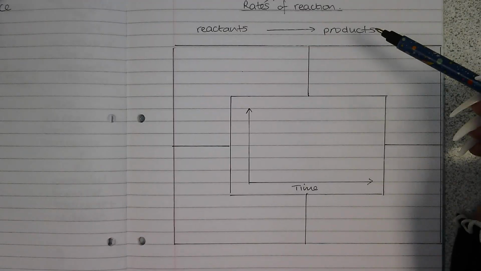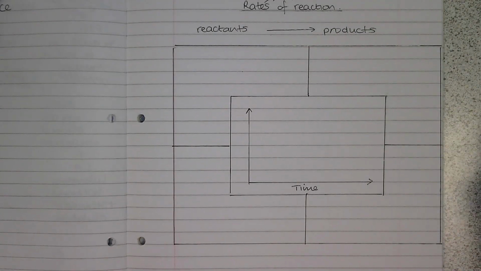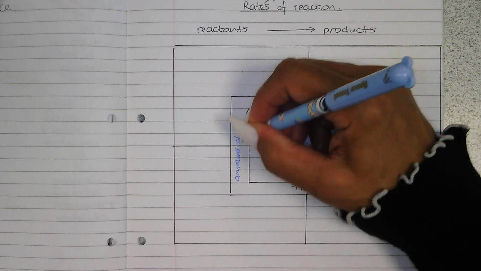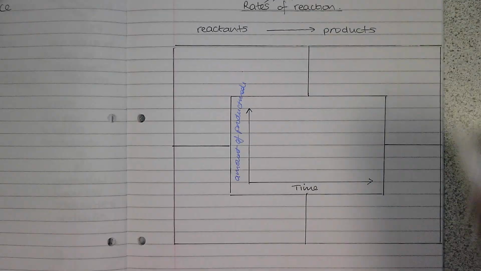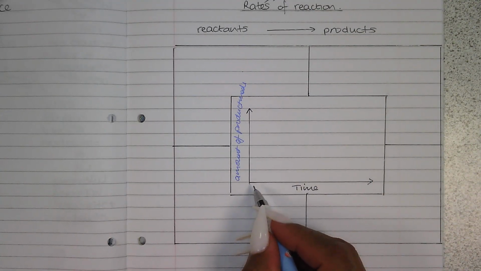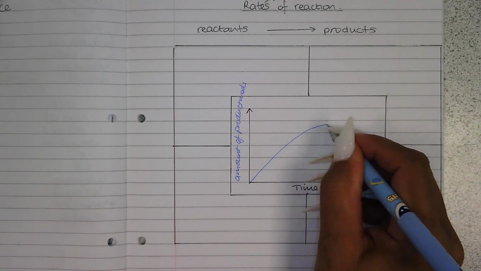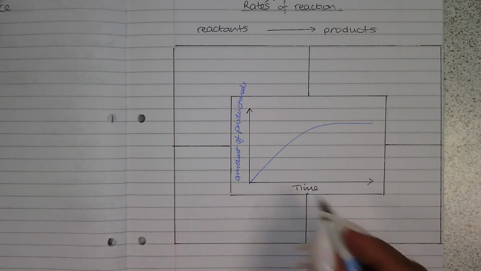So we could plot this on a graph. I'm going to put amount of product made on the side here. Now, the amount of product made at time 0 would be 0 and would gradually increase. There may come a point where it levels off. It's important that we can recognize the different parts of this graph.